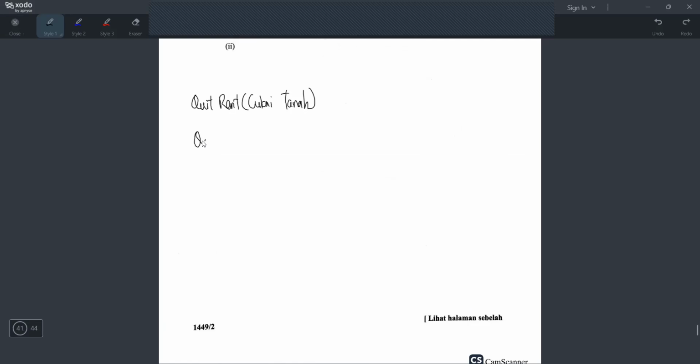So the quit rent. Okay, I'm just gonna write the formula beside here lah. So the formula is quit rent rate.